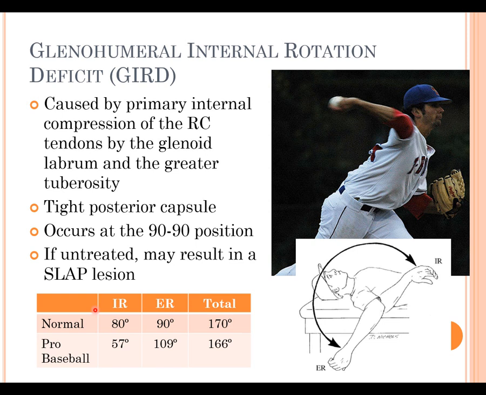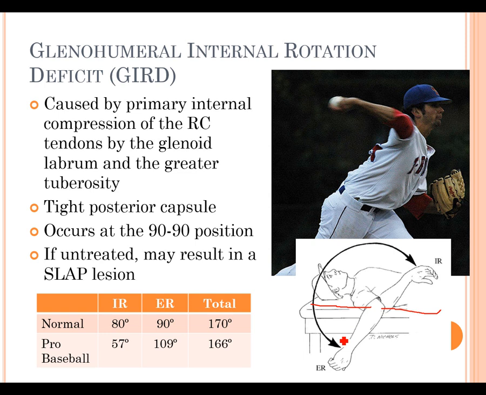GIRD can be a problem. Well, what it is is a whole lot of external rotation and not very much internal rotation. So, like in this picture, here's the guy lying on the table. Normally, we start the person at 90 degrees. So normally the arm goes here for external and there for internal, where it's about 90 degrees of external rotation, 90 degrees of internal rotation.